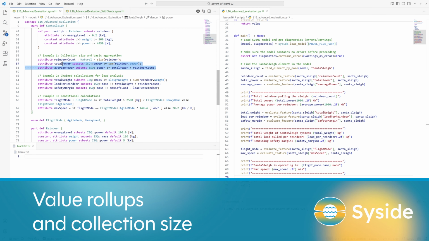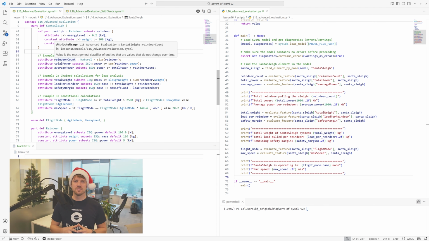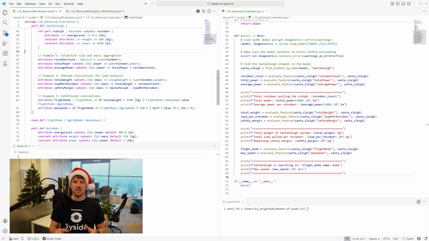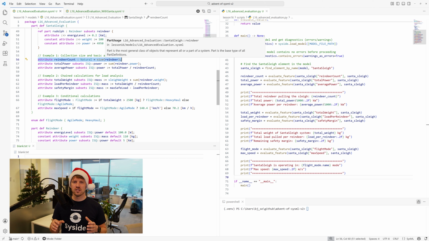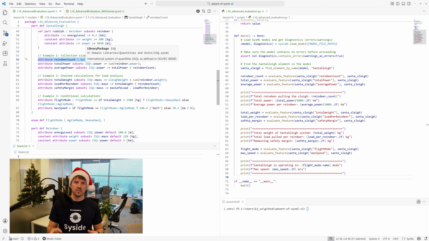The first example focuses on determining collection size and rolling up values. On line 56, reindeer count counts how many reindeer are in the team. Using the size sequence function instead of hardcoding the number 9 means the calculation is always up to date. Avoiding magic numbers is a good engineering practice.